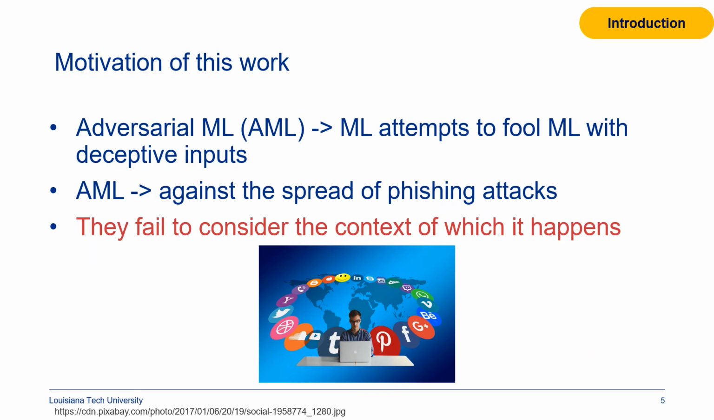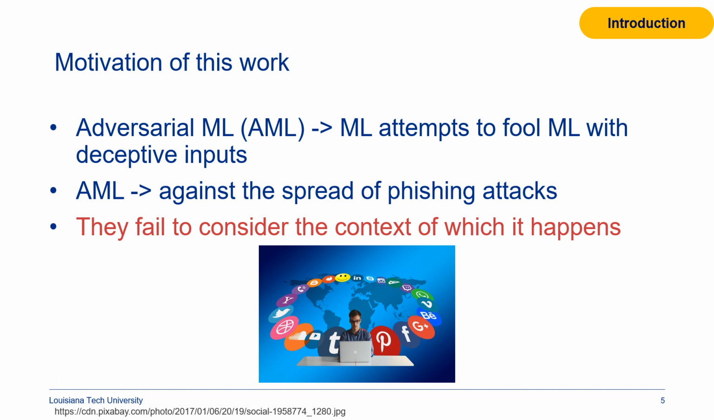Adversarial machine learning is machine learning that attempts to fool another machine learning model with deceptive inputs. The motivation of this research is to explore the role of adversarial machine learning techniques employed in defending against the spread of phishing attacks.